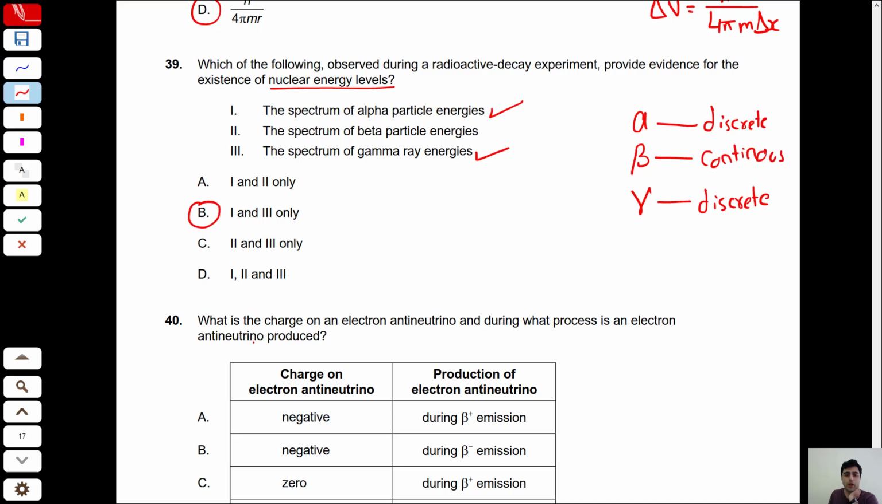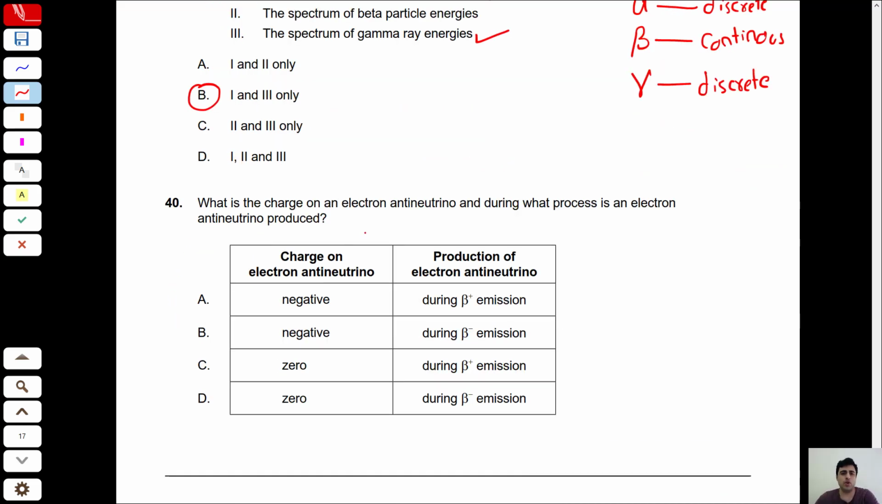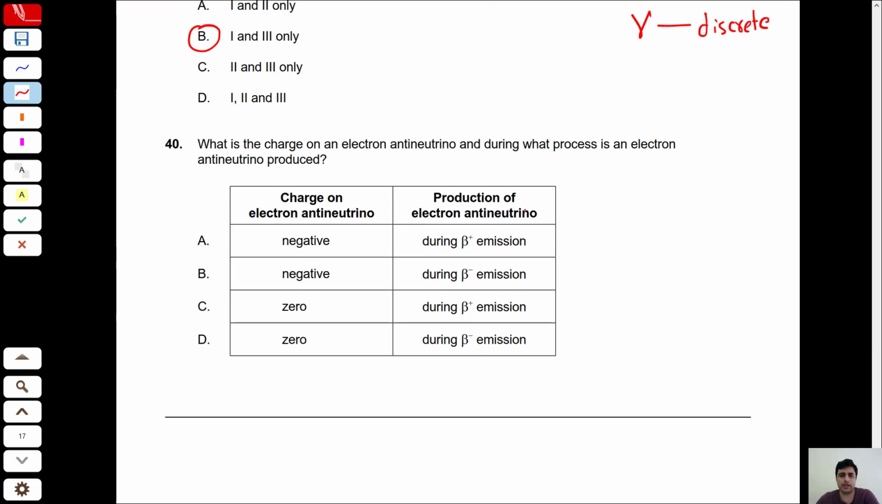What is the charge of an electron antineutrino? And during what process is an electron antineutrino produced? Okay. So remember, antineutrino is produced during beta negative emission, and the charge on a neutrino or antineutrino is always 0.